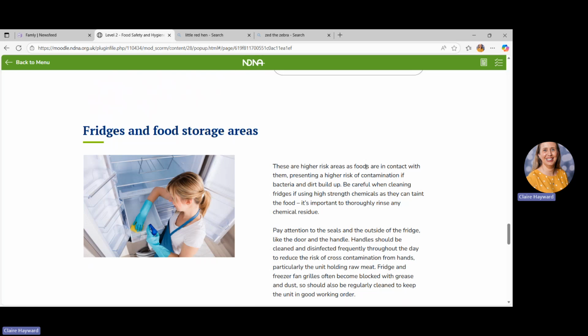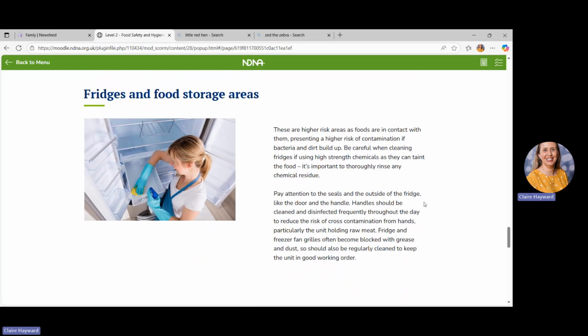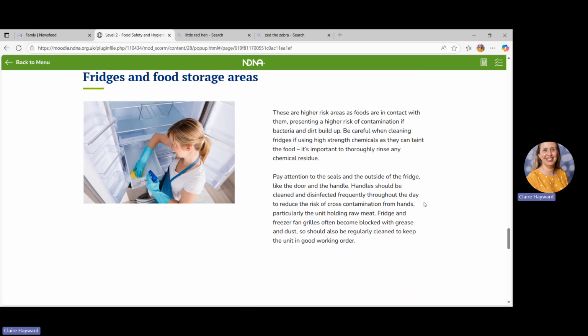These are high risk areas as food is in contact with them, presenting a high risk of contamination if bacteria and dirt build up. Be careful when cleaning fridges if using high strength chemicals as they can taint the food. It is important to thoroughly rinse any chemical residue. Pay attention to the seals and the outsides of the fridge, like the door and the handle. Handles should be cleaned and disinfected frequently throughout the day to reduce the risk of cross-contamination from hands, particularly the unit holding raw meat.